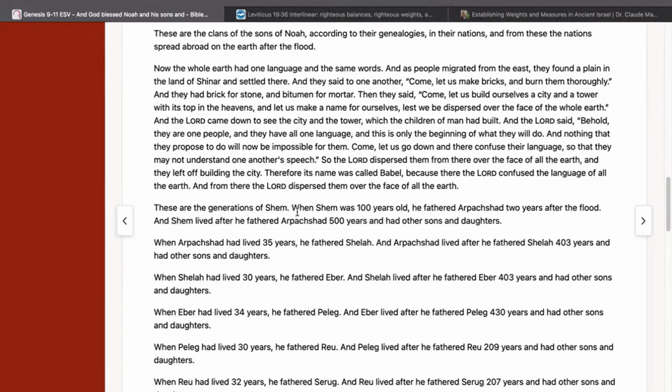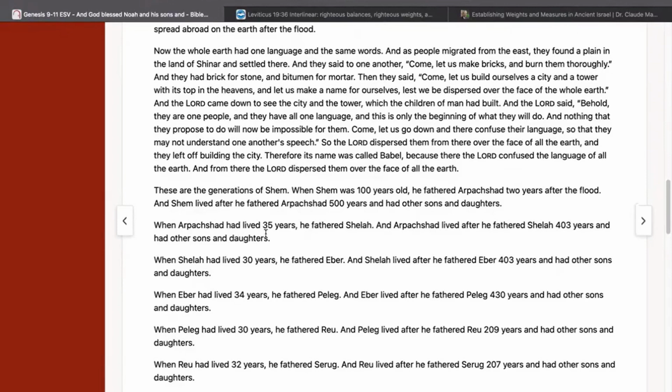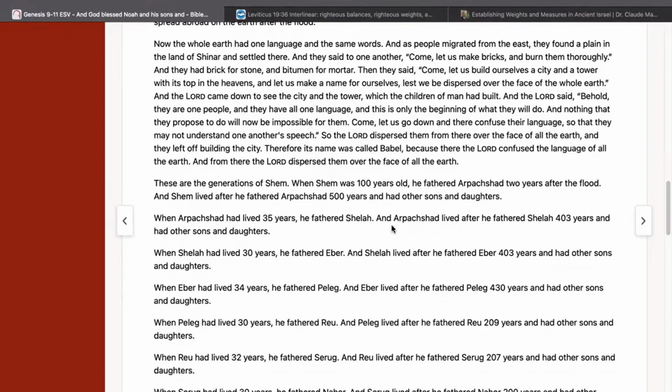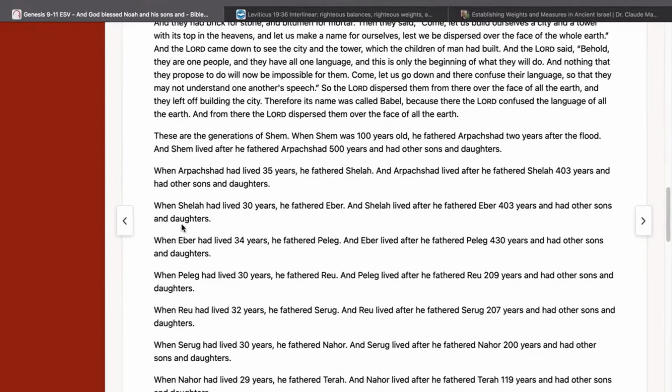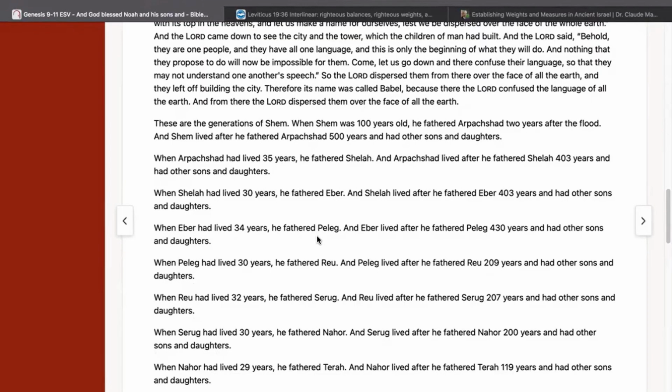These are the generations of Shem. When Shem was 100 years old, he fathered Arpachshad 2 years after the flood. And Shem lived after he fathered Arpachshad 500 years and had other sons and daughters. When Arpachshad had lived 35 years, he fathered Shelah. And Arpachshad lived after he fathered Shelah 403 years and had other sons and daughters. When Shelah had lived 30 years, he fathered Eber. And Shelah lived after he fathered Eber 403 years and had other sons and daughters. When Eber had lived 34 years, he fathered Peleg. And Eber lived after he fathered Peleg 430 years and had other sons and daughters.